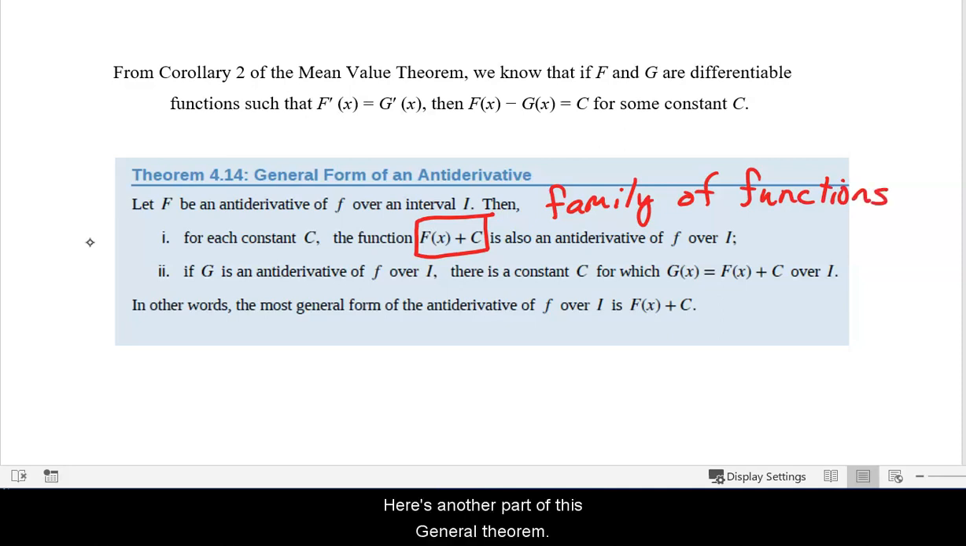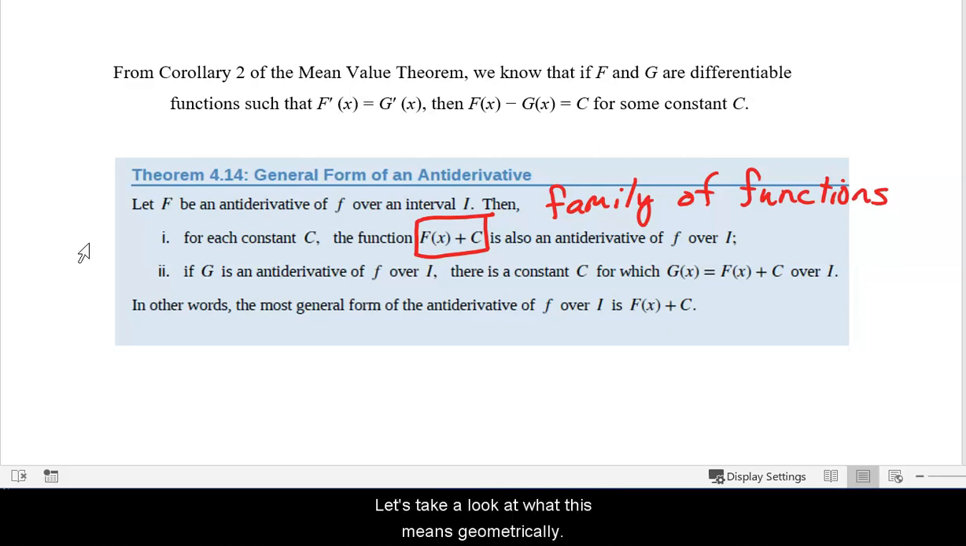Here's another part of this general theorem. If capital G is an antiderivative of lowercase f over the interval I, there must be some constant c, which represents the difference between the antiderivative function G and the antiderivative function F. In other words, they have to be essentially the same graph, but with one shifted above or below the other. The most general form, then, is simply to write capital F of x plus c.